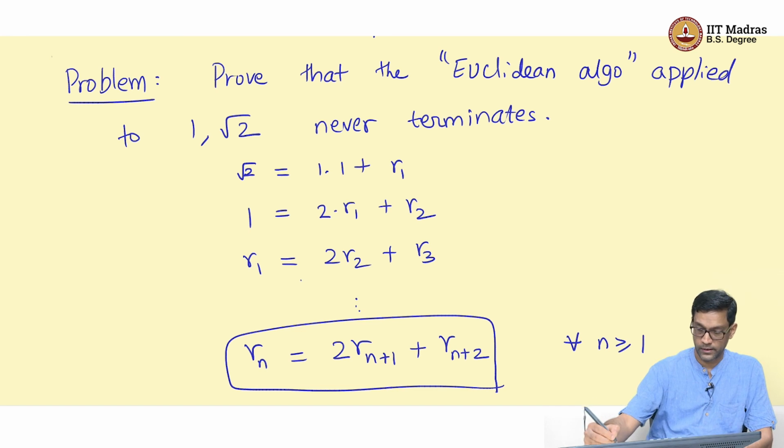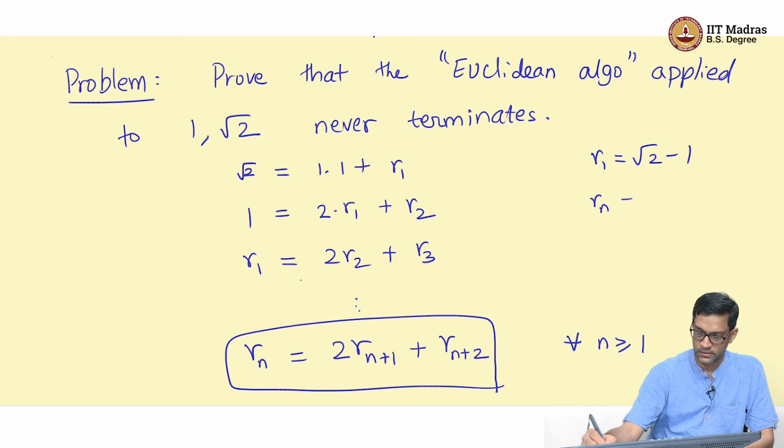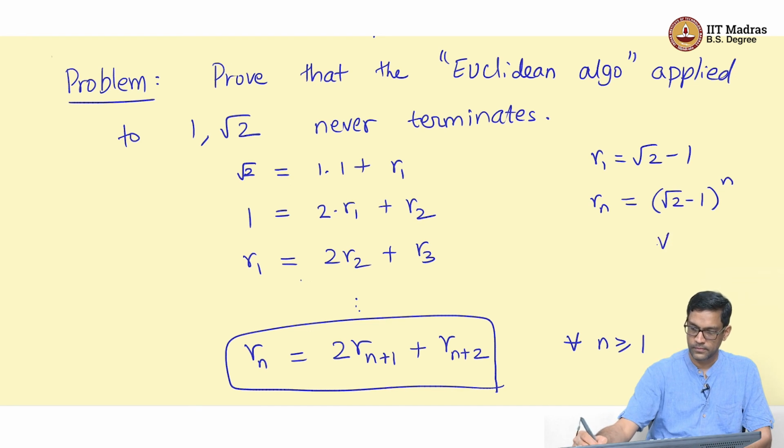Also show that R1 is root 2 minus 1 and the nth remainder just turns out to be root 2 minus 1 whole power n. More generally, Rn is just R1 power n.